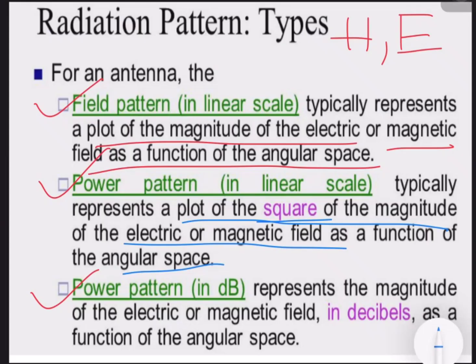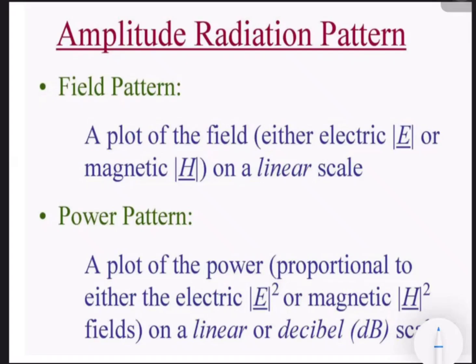And the radiation pattern can be expressed as a field pattern, a power pattern in linear scale, or a power pattern in dB. When we plot the radiation pattern in terms of amplitude, we have the field pattern, that is a plot of the electric field or the magnetic field on a linear scale. And the power pattern can be expressed in linear scale or dB, that is E square or H square.